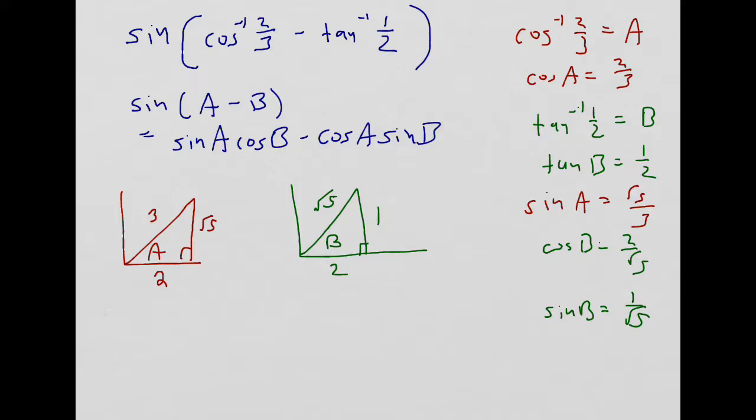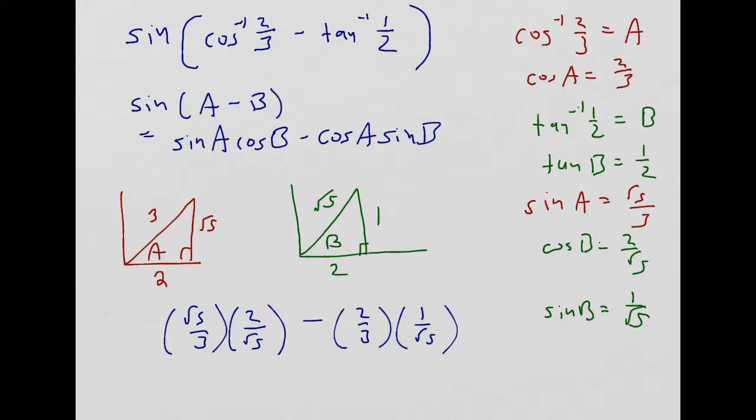So let's do that. What is the sine of A? The sine of A is radical 5 over 3. What is cosine of B? Cosine of B is 2 divided by radical 5. Notice I didn't rationalize that because I know that the radical 5 is going to cancel out later. Then we get minus the cosine of A, which is 2/3, times the sine of B, which is 1 over radical 5.